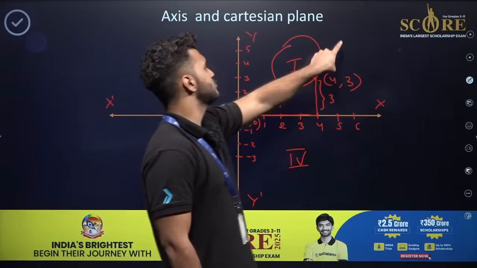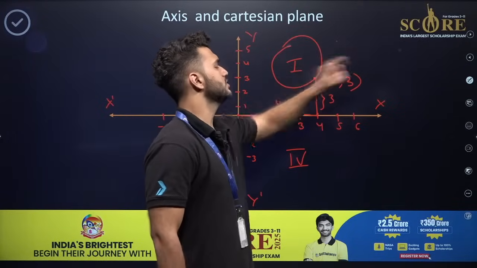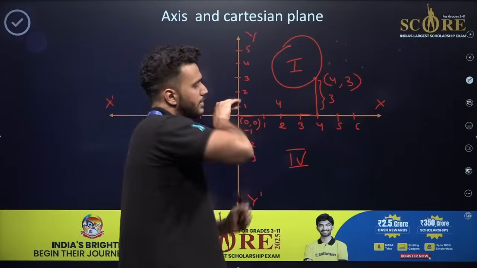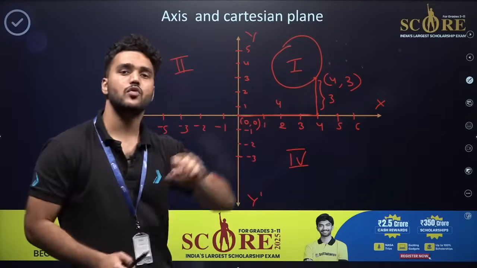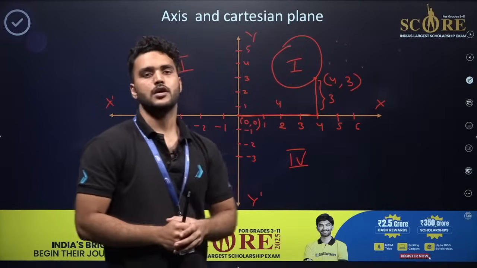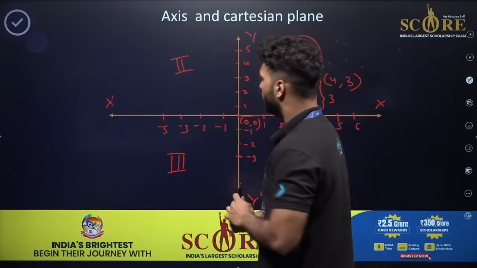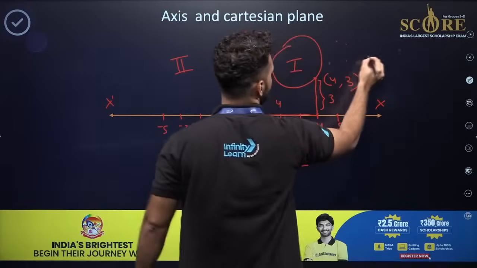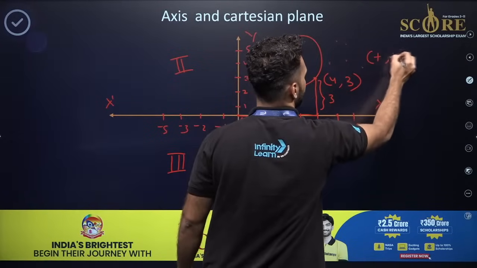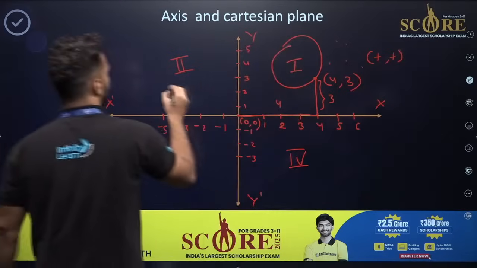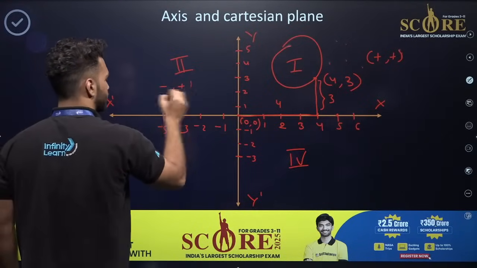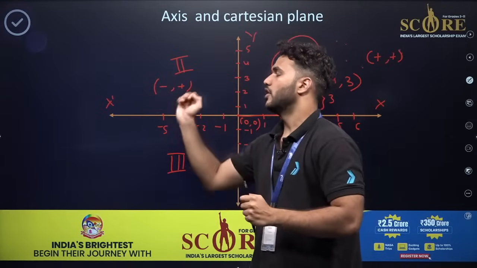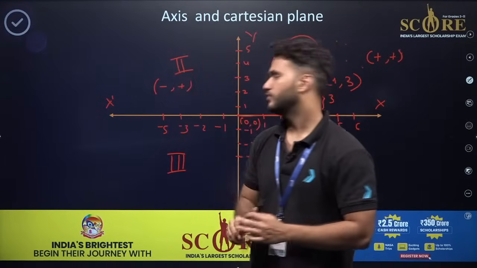Why, sir? See, choose any point here, and try to find the coordinate of that point. You will find that you have to go in the positive x direction and in the positive y direction. Now let's talk about this part, where you have to go in the negative x direction and positive y direction. So here you will always have plus comma plus. Okay, and here what will you have? So negative comma positive. Why? You always have to go in the negative direction of x and the positive direction of y.